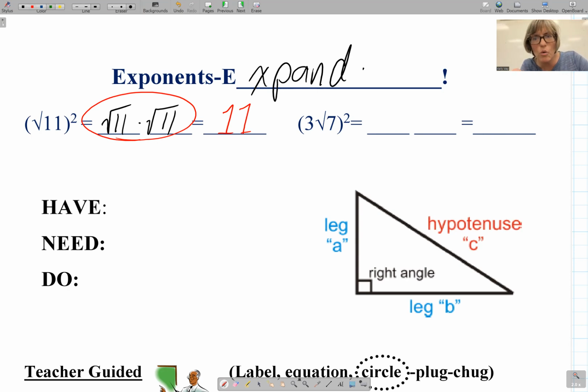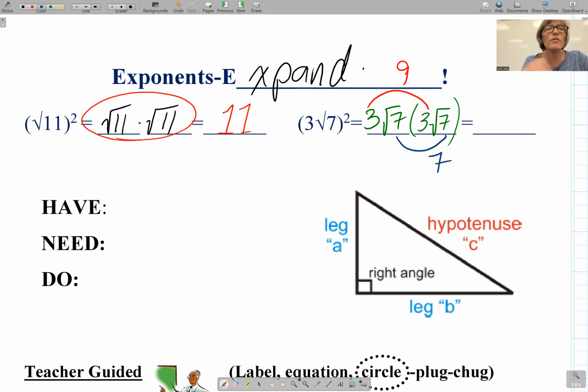3 root 7 squared looks like this. So you write it out, and then we're going to do outies and innies. 3 times 3 is 9. Root 7 times root 7 is 7. And 9 times 7, if you know your nines fingers, that is 63.